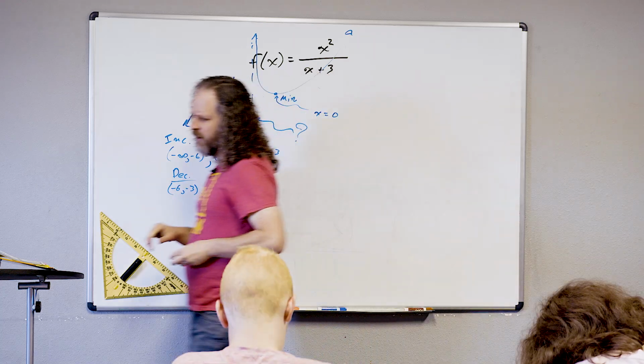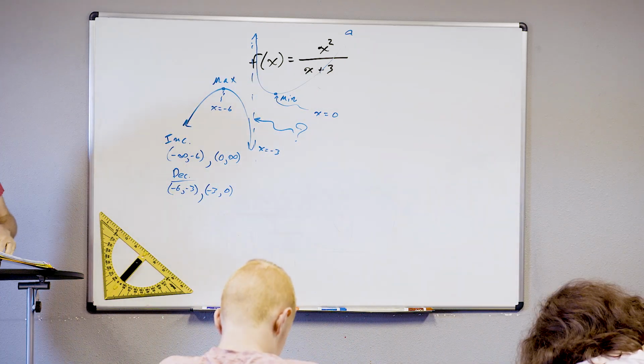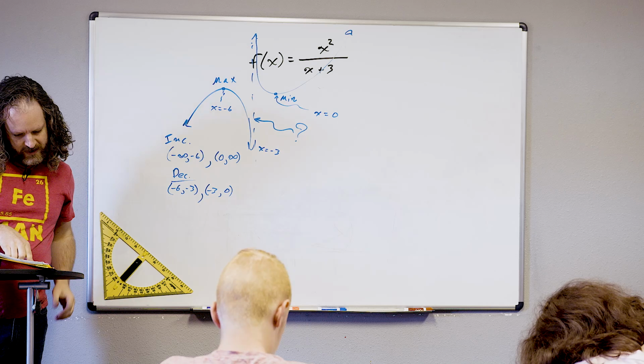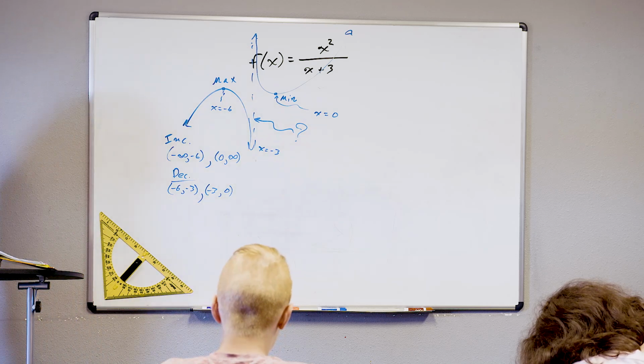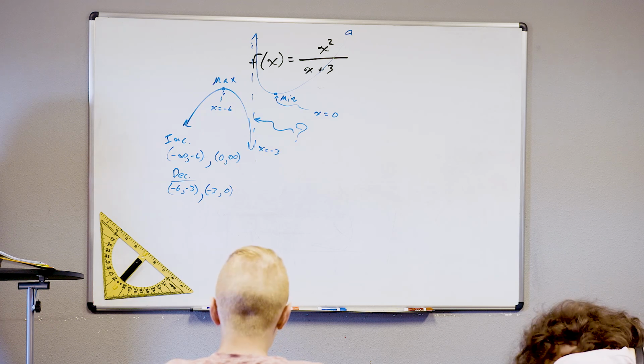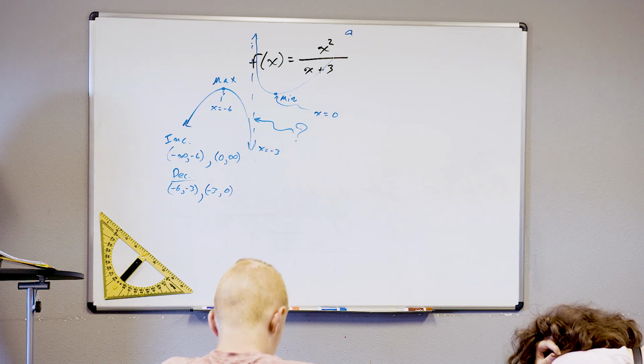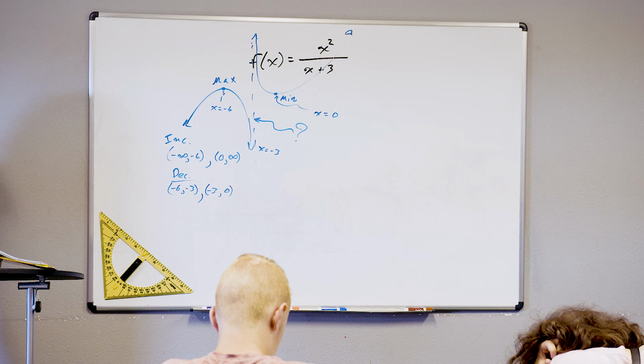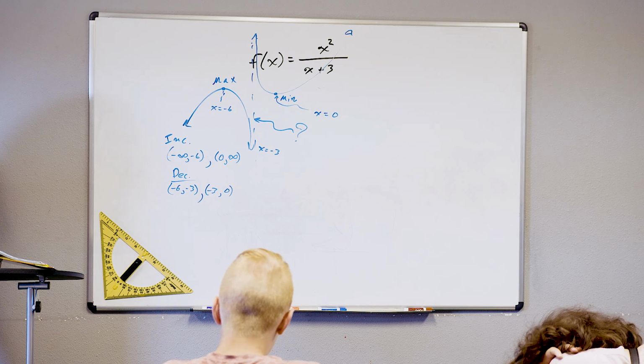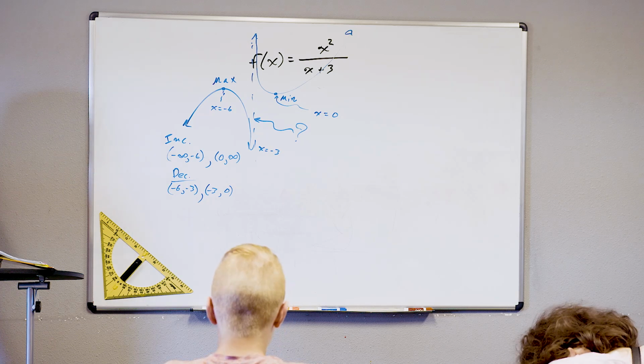Did the book list all of that as one interval? I don't remember, but curious. Yeah, so it lists it separately, which is probably the better way to do it, because it does change, but it's still decreasing. Yeah. So intervals between critical points, right?